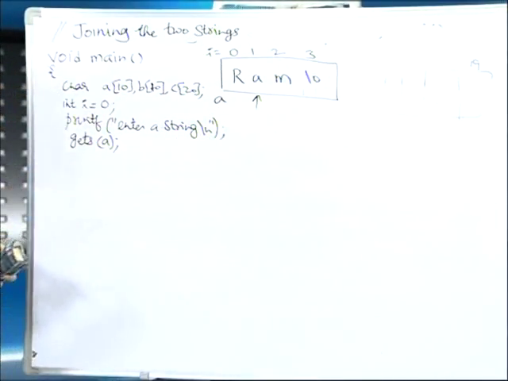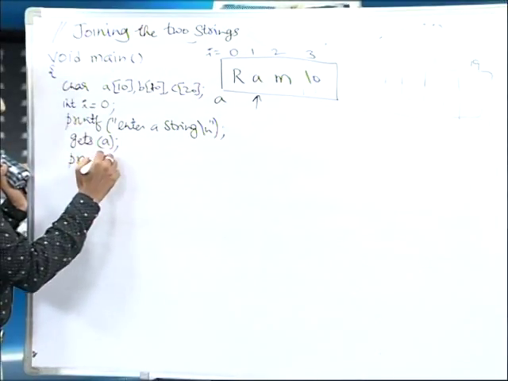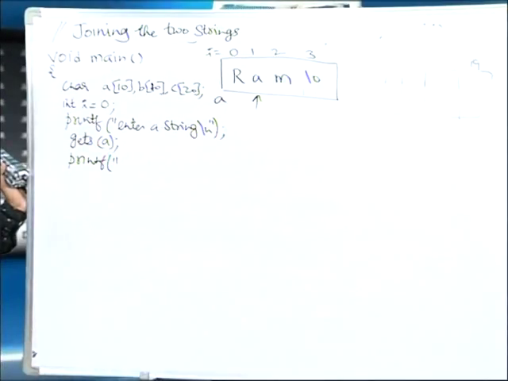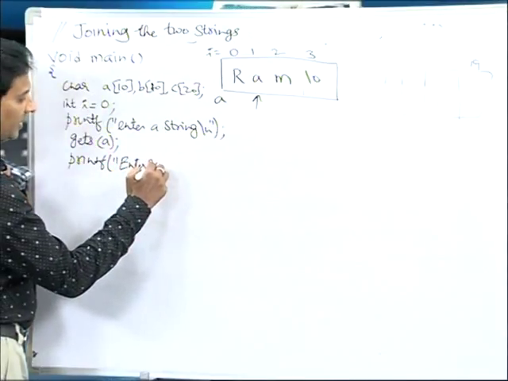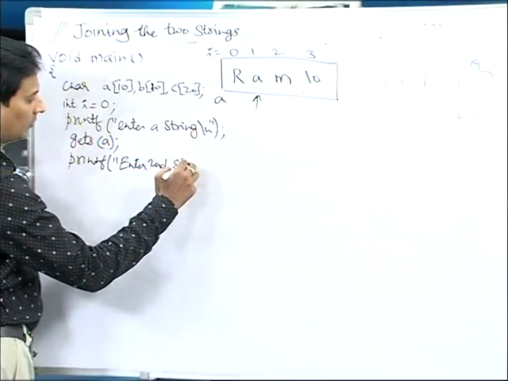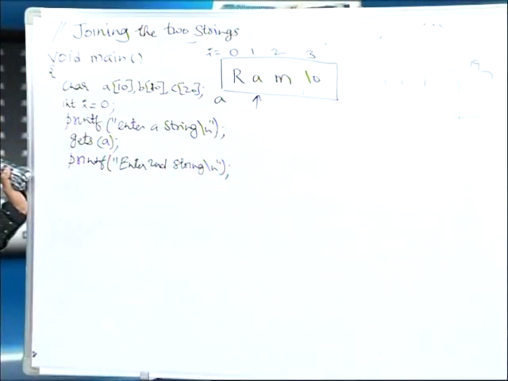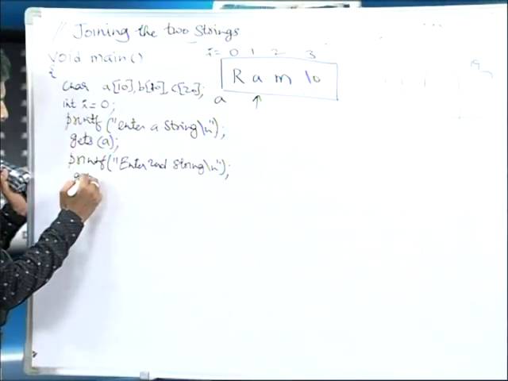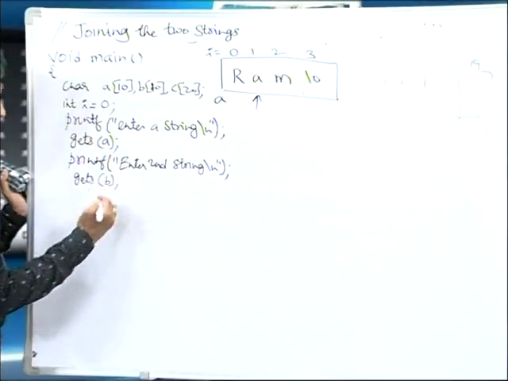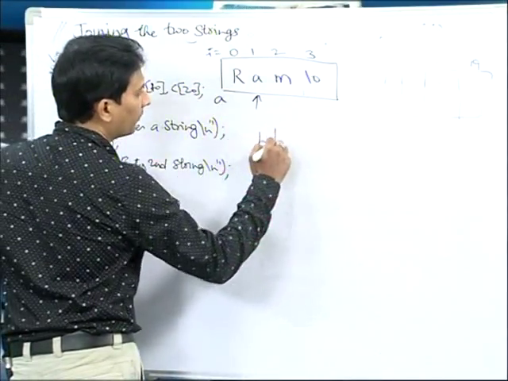Okay. Next, printf enter second string. So next it is enter second string, use gets of B. So this is now for A, and next for B.